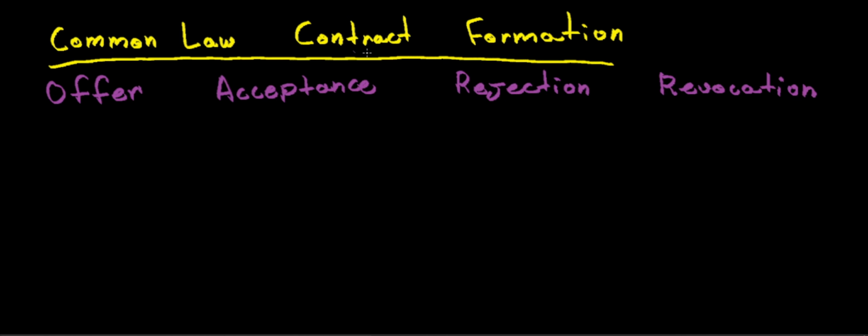So contract formation always starts with someone making an offer, and a contract can only form once someone has accepted the offer, and a contract doesn't get formed if the offer is rejected or if the offer is revoked before it's accepted. So these are sort of the 4 buckets that you get when we're talking about common law contract formation.